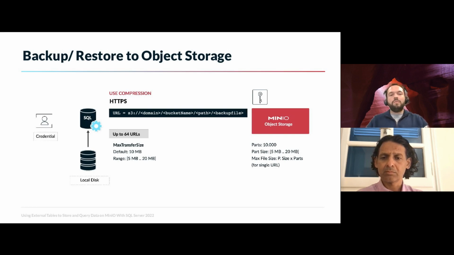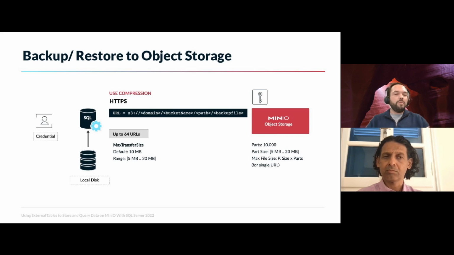So if your database has more than, for example, 200 gigs of size, we can stripe that into several different URLs. We can take up to 64 URLs on SQL. So for each URL, we have 10,000 parts, and for each part, we have a part size of 5 to 20 MB.